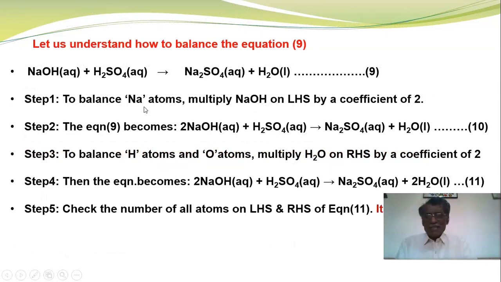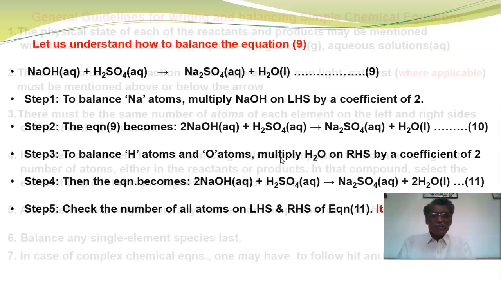Now, to balance Na atoms, multiply NaOH on LHS by a coefficient of 2. Then equation 9 becomes 2NaOH plus H2SO4 giving rise to Na2SO4 plus H2O. Now, to balance H atoms and O atoms, multiply H2O on RHS by a coefficient of 2. Then the equation becomes 2NaOH plus H2SO4 giving rise to Na2SO4 plus 2H2O. It is a balanced equation.